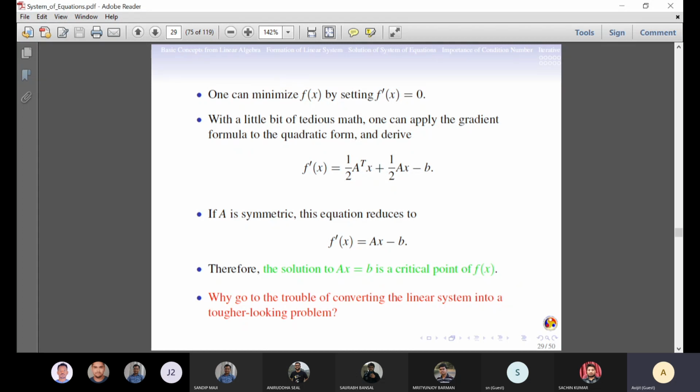You are at x naught and cannot directly jump to your actual solution. It is not possible. So you have to find some successive points, x1, x2, x3. In this way you can only go to your actual solution, through iterations. And you have to minimize f because you have to reach the minimum point. This is the main idea under steepest descent. Okay, thank you.